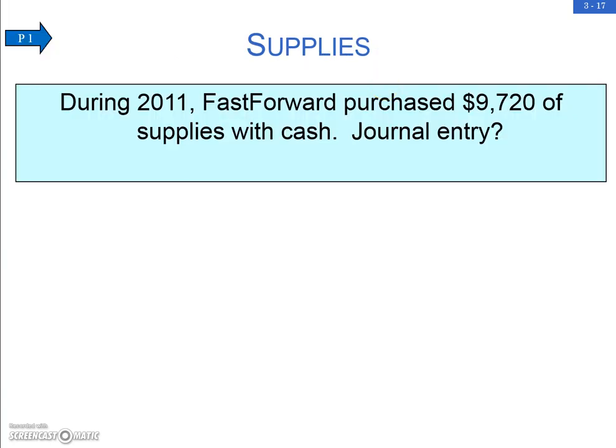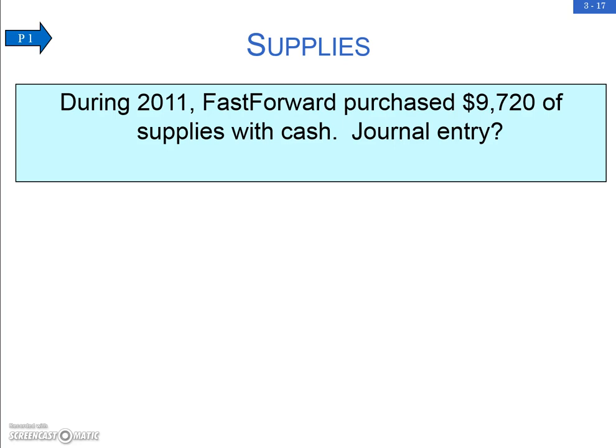Alright, supplies also works kind of the same way, but these are actually physical things that our company purchases. So let's assume during the year, in 2011, our company purchased $9,720 of supplies with cash. And I want you to go ahead and write that down, $9,720, or put it in your phone, something so that you can remember.